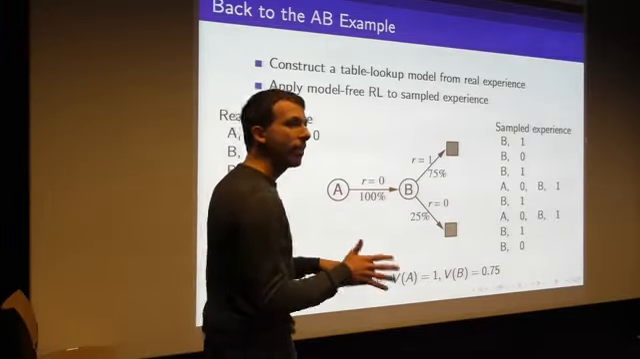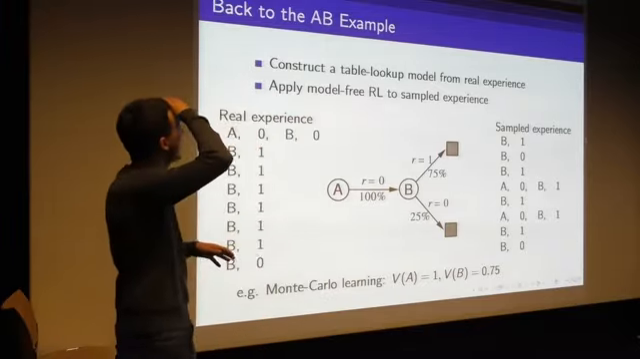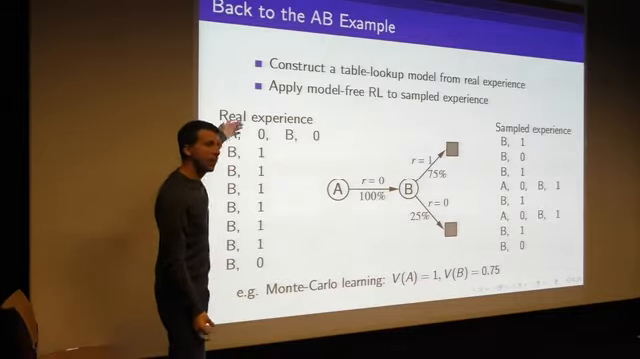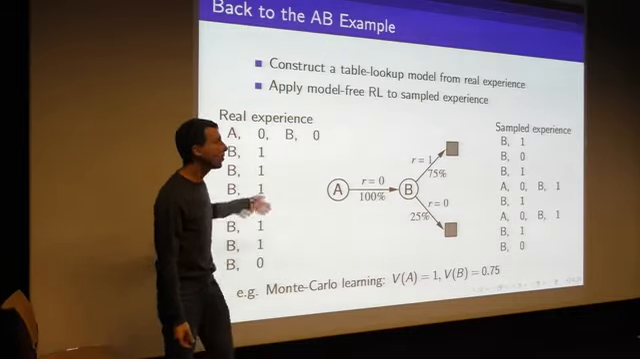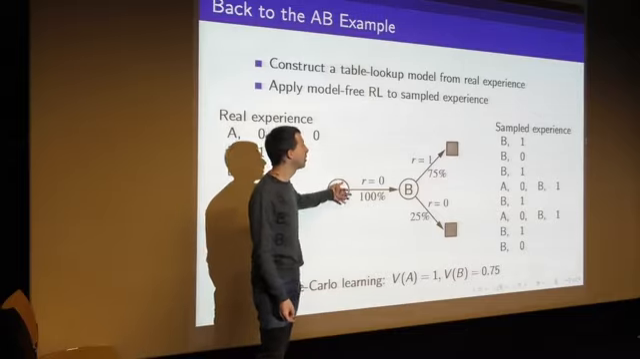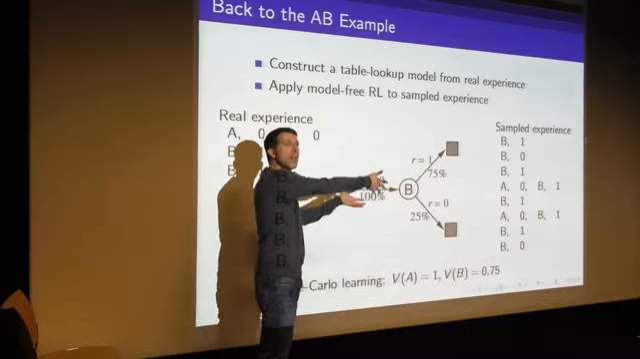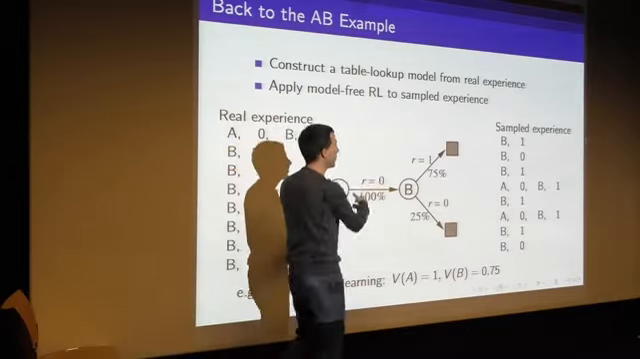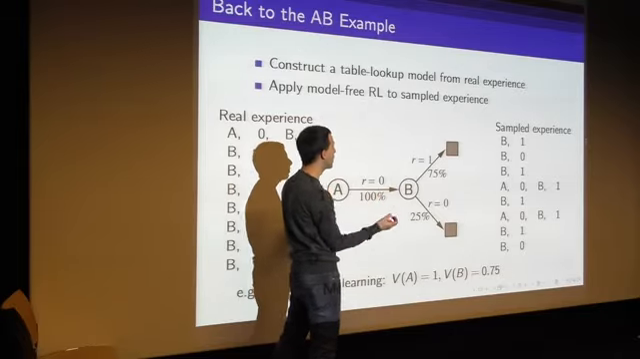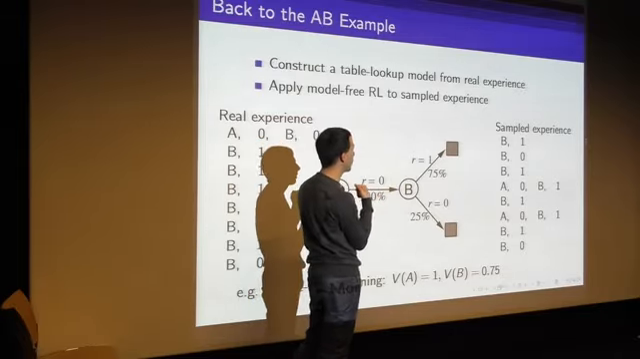So let's go back to our AB example. What would it look like here? We started off with this real experience. We generated a model. And now we've got this model, we can use this model to sample experience. So let's imagine now that we could sample what happens. We could sample some trajectories from this.